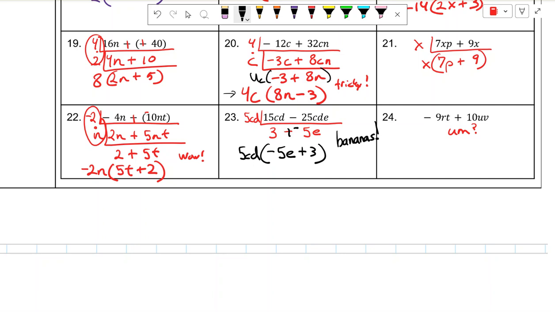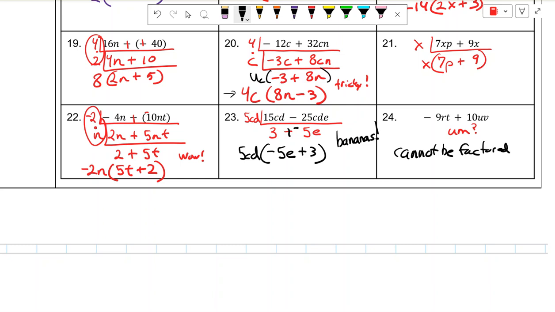Okay? And then we had to do the same thing in number 22. We had to do some little twisting around here using the commutative property with 2 plus 5t to make 5t plus 2. And then again, it happened in 23, and that was all about the bananas. And then the last one, I'm sure you got the last one. You're like, what can I take out? Well, there is nothing to take out. And so we're just going to write this: cannot be factored.